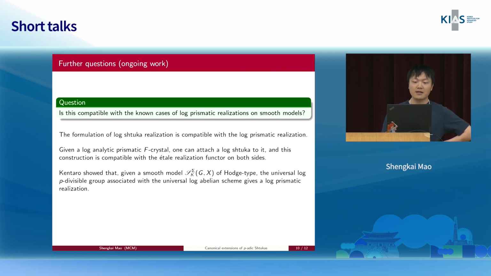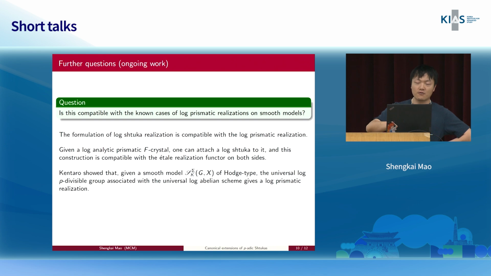So Kantaro showed that given a smooth model of Hodge type, we do have a log abelian scheme by the theory of Kajiwara, Kato, and Nakayama. So you can attach a universal log p-divisible group. Then you can associate a log prismatic realization and then a log Shtuka realization.